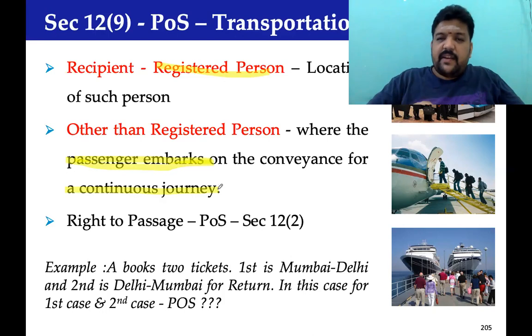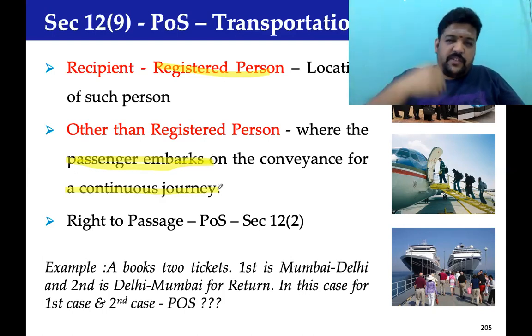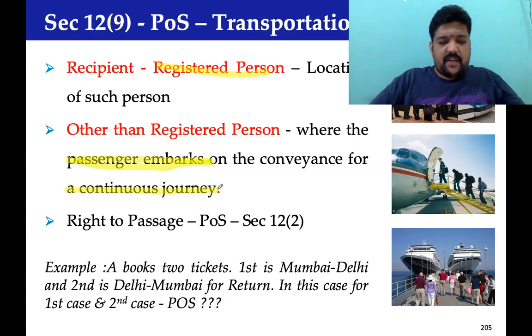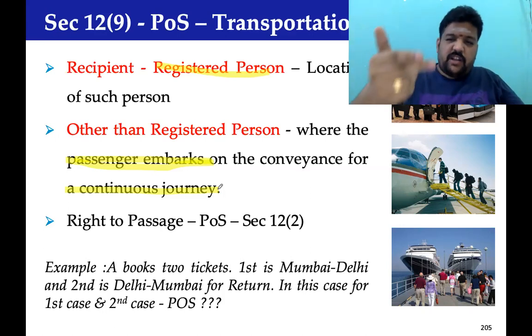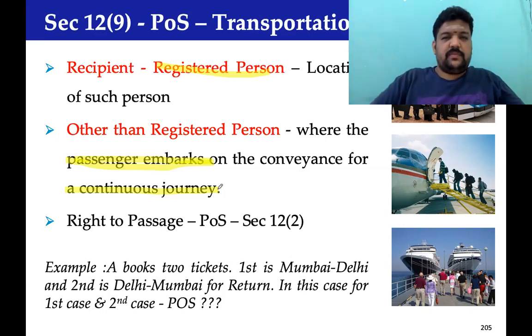This would be applicable when the recipient is other than a registered person. Again, one more thing we need to know. Continuous journey means what? Once you step into an aircraft, vessel or vehicle, you should not step out. If you step out, then the journey ends. There might be many stopovers.